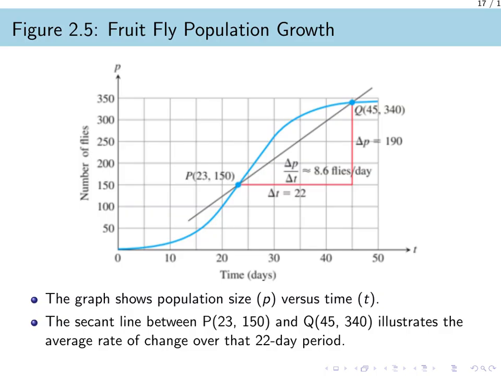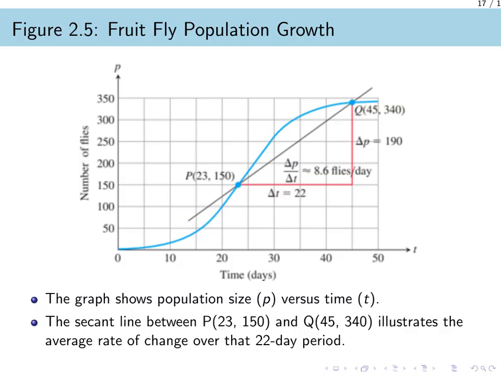Let us begin by looking at how to measure change over an interval, using this fruit fly population as our guide. The average rate of change tells us how quickly a quantity changes, on average, between two specific points in time. To find this for the flies, we first calculate the change in population between day 23 and day 45, which is 340 minus 150, or 190 flies. Then we divide this by the change in time, which is 45 minus 23, or 22 days.